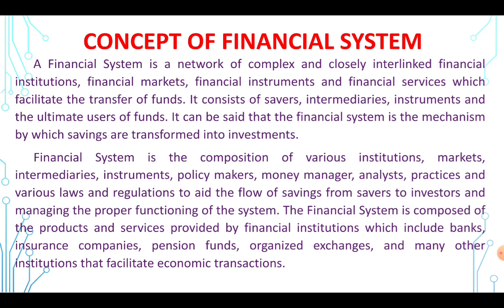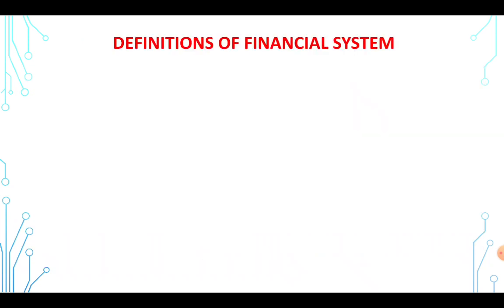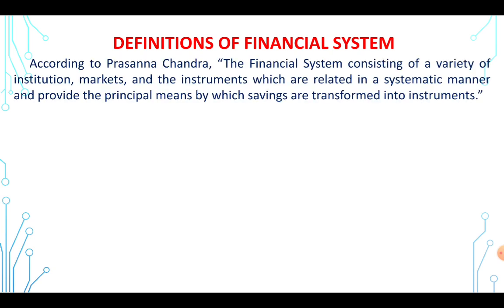The financial system is composed of the products and services provided by financial institutions which include banks, insurance companies, pension funds, organized exchanges and many other institutions that facilitate economic transactions. Now we will go to the definitions of financial system given by various persons.